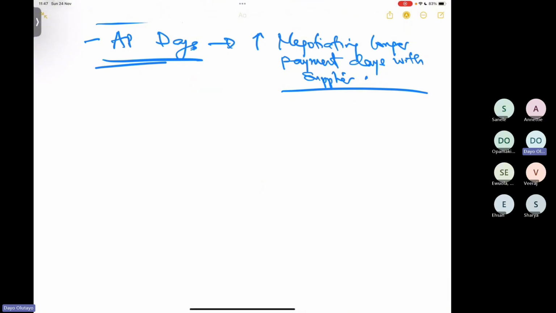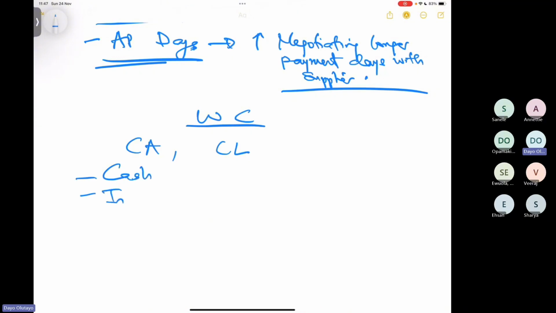What are the components of working capital? We have current assets and current liabilities. For current assets, we are talking about cash, inventory, and account receivable. And for current liabilities, our focus is just on account payable. So when we're managing working capital, we need to learn how to manage cash, inventory, account receivable, and account payable. We must know how to manage all of that. Very, very important.